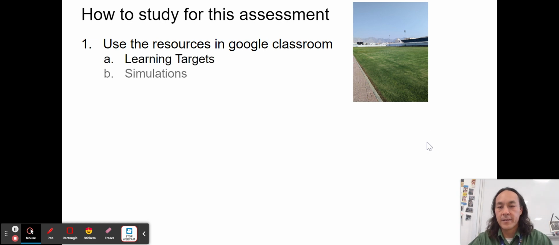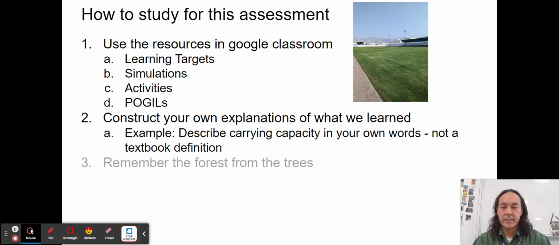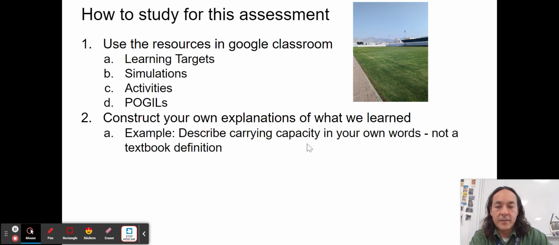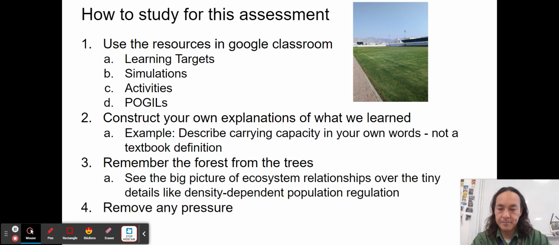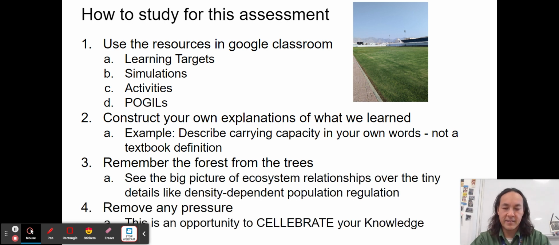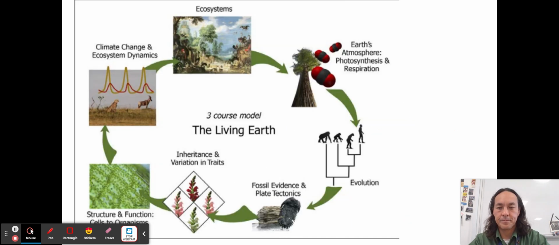So how should you study for this assessment? Like I just said, use the resources in Google Classroom, check those learning targets, activities, and POGLs, constructing your explanations. Here's a good example: describe carrying capacity in your own words. Don't just give me a textbook definition, but try and give an example of it, and then the factors that affect it. Remember the forest from the trees, the big picture of what ecology is, and us trying to study what factors affect the number of organisms in an area, and then remove any pressure from yourself. This is an opportunity to celebrate, and that is meant to be a pun right there.